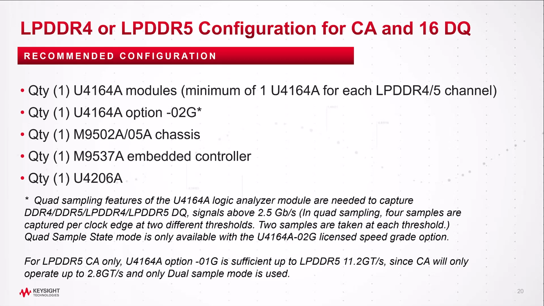For LPDDR5 command address only, when you don't care to capture the DQ, a U4164A option O1G is sufficient for up to LPDDR5 11.2 gigatransfers per second data rates. This is because CA will only be operating up to 2.8 gigatransfers per second, and the option O1G is sufficient for that when using dual sample.